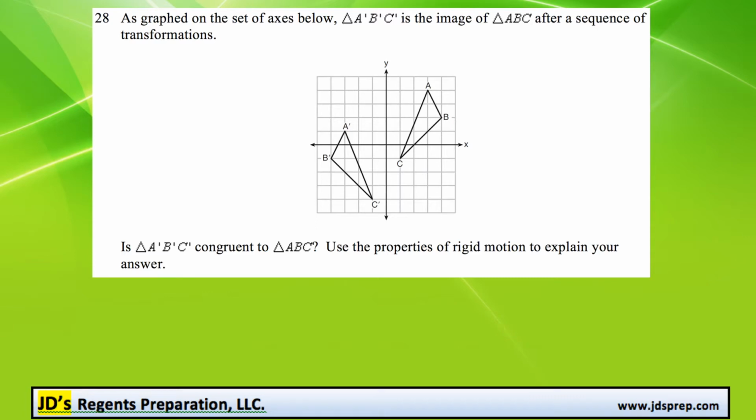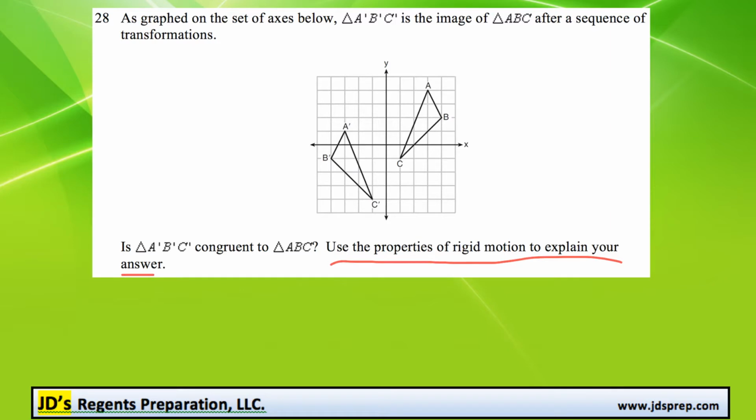Welcome to problem number 28 from the January 2016 Geometry Regents exam. In this problem, we're given two triangles, one is the image of the other, and we need to state whether or not the two triangles are congruent. And now they actually give us a pretty big hint here. It says to use the properties of rigid motion to explain your answer.